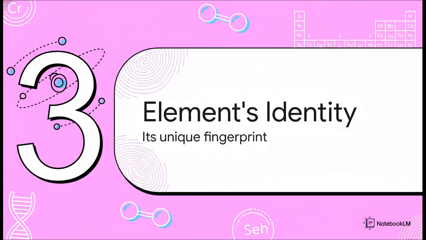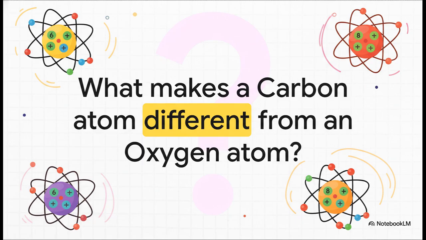Now, this brings us to a really fascinating puzzle. If all atoms are made from the exact same three particles, what actually makes them different from each other? What gives an element its unique fingerprint? I mean, what makes a carbon atom totally different from an oxygen atom? Or an atom of gold different from an atom of iron? They all have protons, neutrons, and electrons. So, what's the secret sauce?